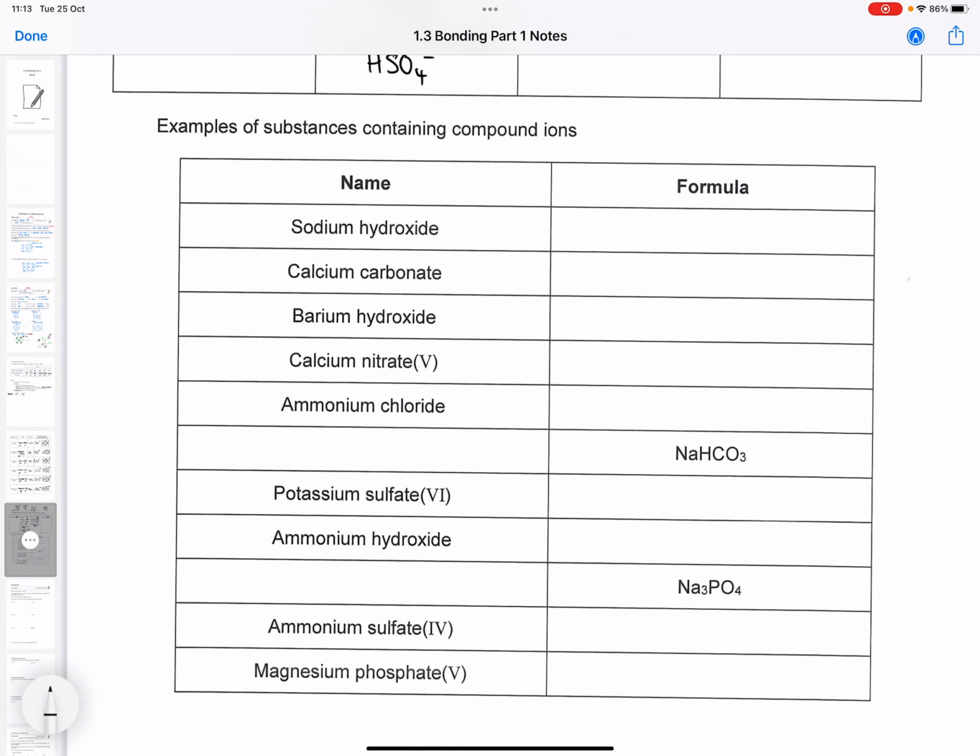So what we're going to do is take each one. Sodium we know is in group 1. Hydroxide, we look up at the table above if we haven't remembered it. What would be the formula when you put those together? I'm going to leave that for a second because you're going to have a go at these. Calcium is in group 2, carbonate, CO3 2 minus from above. Barium is in group 2, hydroxide, OH minus.